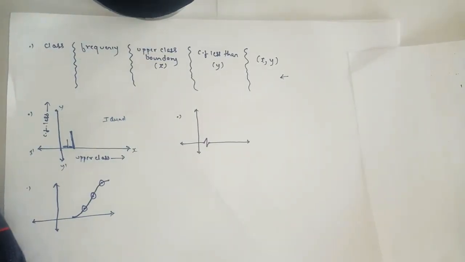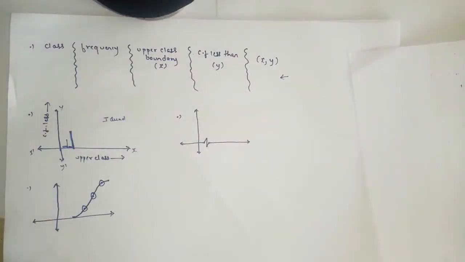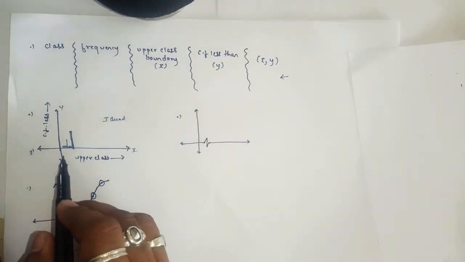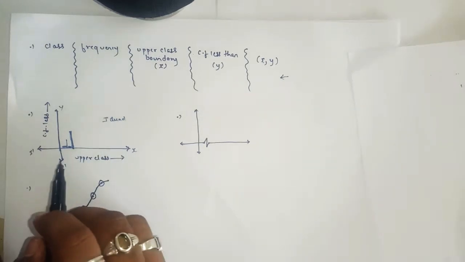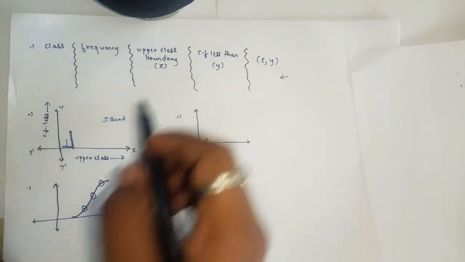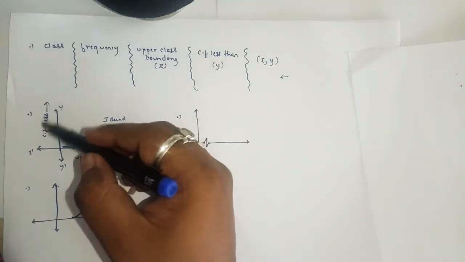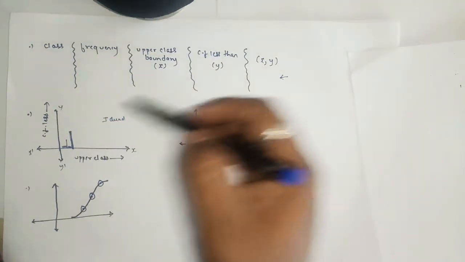I hope you all might be knowing all this. From line to line, it is 1 centimeter, 1 centimeter. So these are the 1 centimeters. So on the x-axis, what numbers will you consider? On the x-axis, you have to consider the upper class boundary number. On the y-axis, you will consider the cumulative frequency less than number.